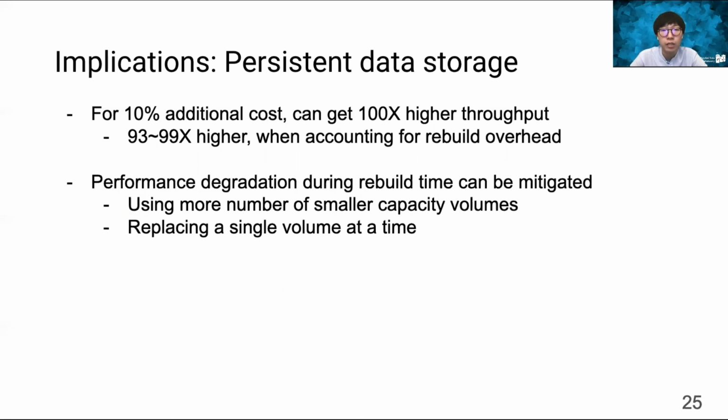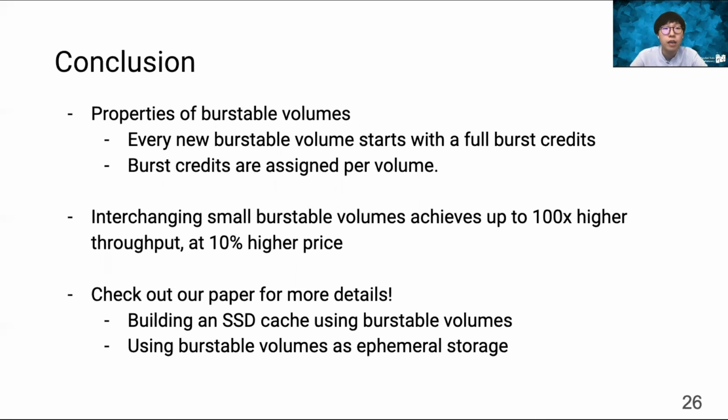Another way of mitigating the throughput dips during the rebuild time is replacing a single volume at a time, instead of replacing all the volumes at once, so that the performance degradation can be spread out over a longer period. In conclusion, there are two properties of the burstable storage service: every new burstable volume starts with a certain amount of I/O credits, and the credits are assigned per volume. By using these two features, our design achieves up to 100 times higher performance at only 10% higher price.